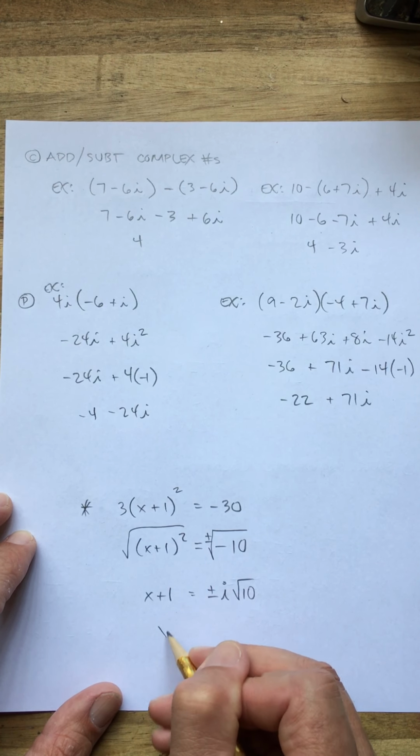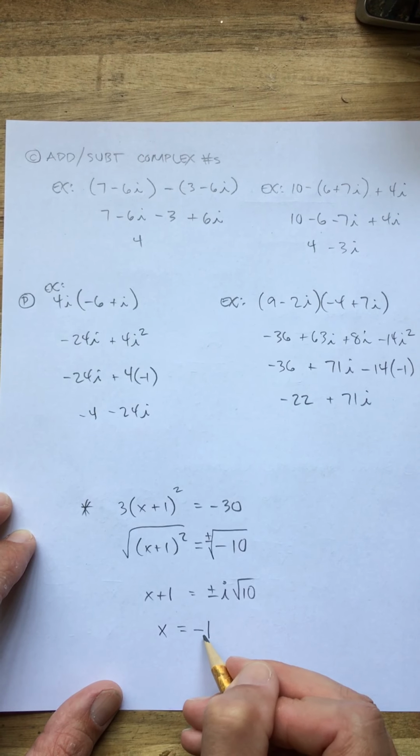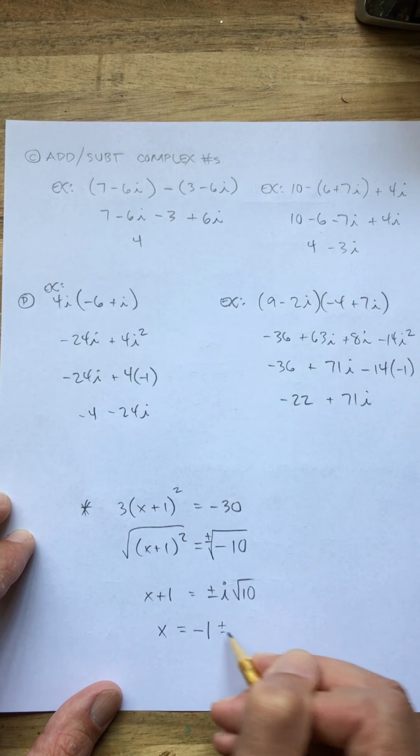So this is what I want to show you to be careful. X equals, subtract that 1, you get it right here. That 1 becomes a negative 1 on the other side, and you still have plus or minus i radical 10.